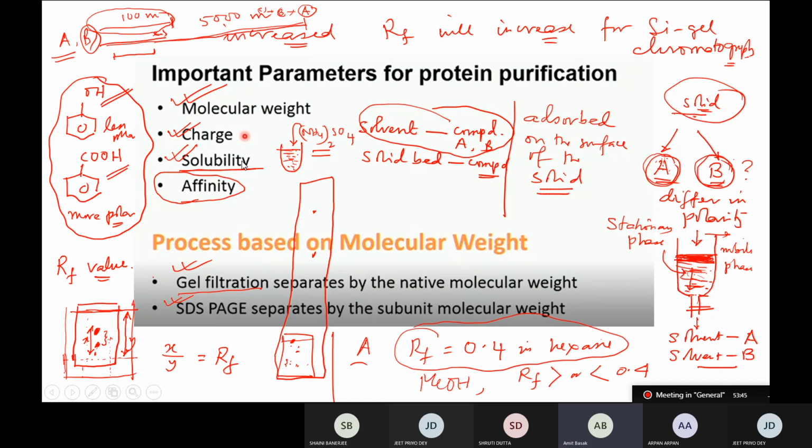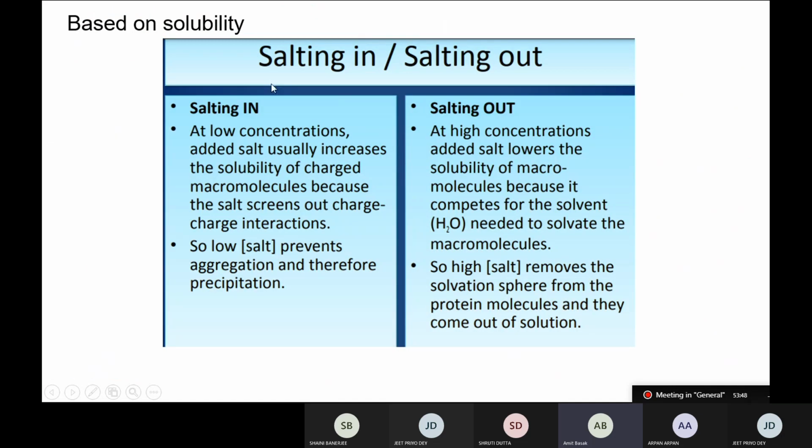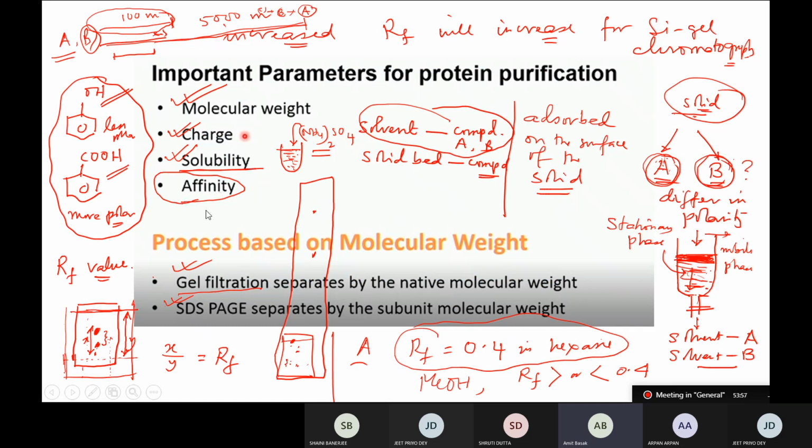Separation based on solubility is what is called salting in and salting out. Let us just talk about the techniques that are based on this. Separation based on charge involves different chromatographies, again, ion exchange chromatography.